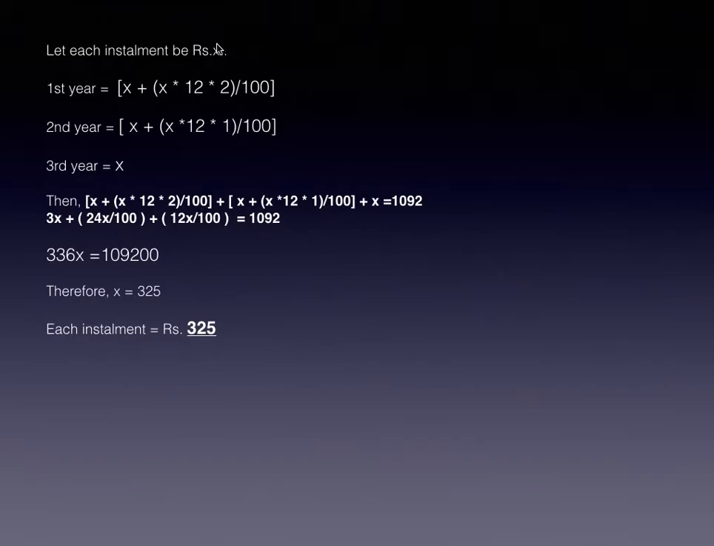Let each installment be X. Then for the first year, the installment will be X and it is there for 2 years. Its interest will be there for 2 years.